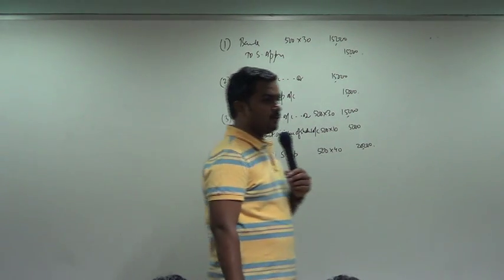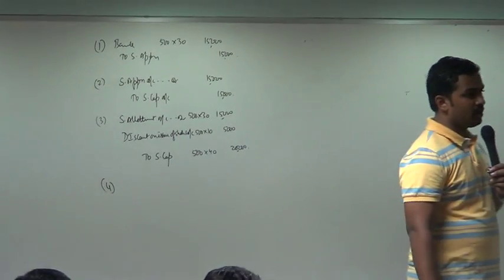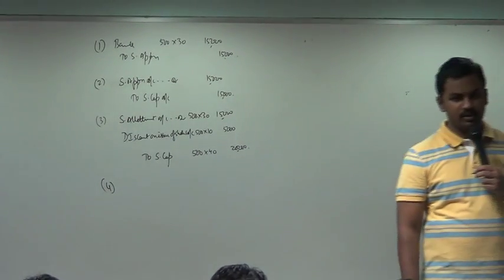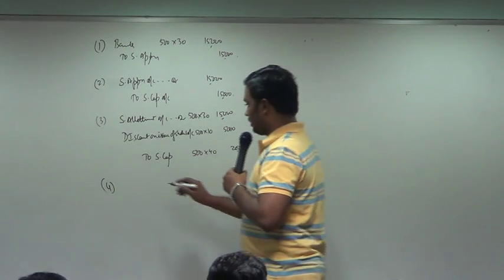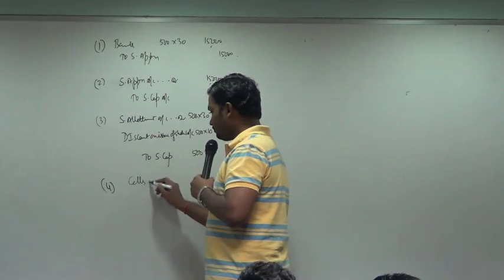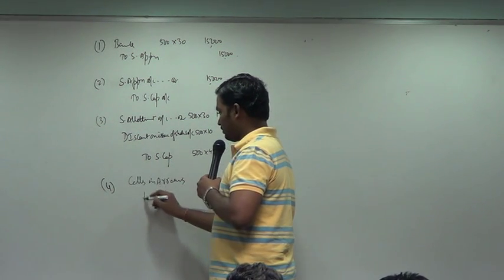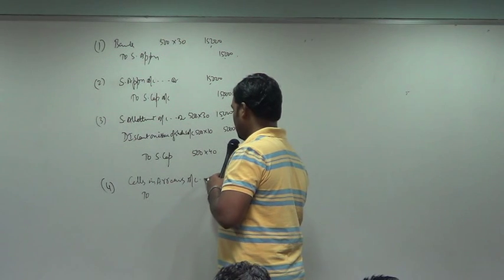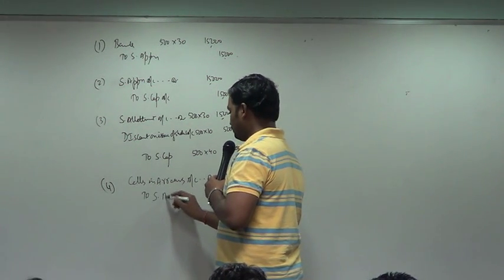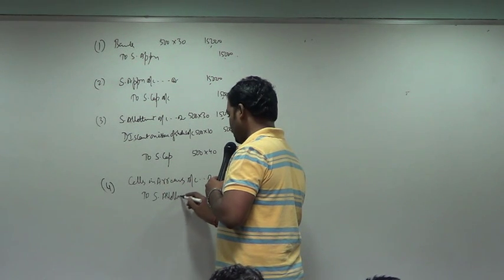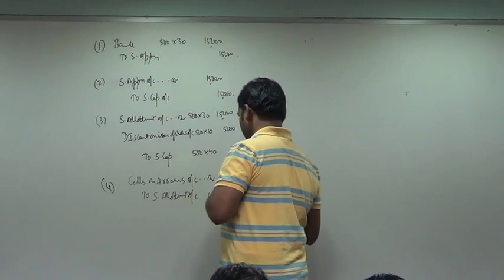Next. Was he able to pay allotment money? He was not able to pay allotment money. So we will transfer the amount to calls in arrears. Calls in arrears account debtor, 15,000, to share allotment account, credit 15,000.